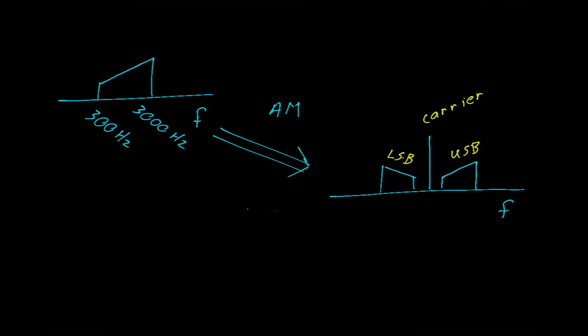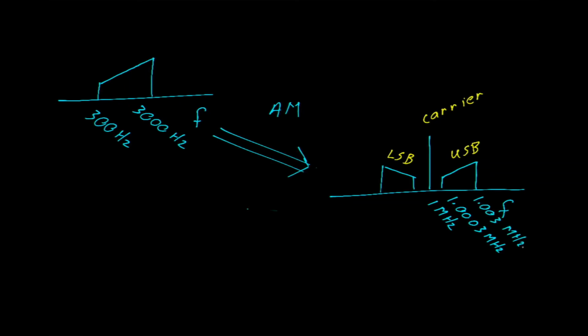As far as frequencies are concerned, if we let the carrier be 1 megahertz, the lower limit of the upper sideband becomes 1.003 megahertz. That's not right. We missed a 0 in there, didn't we? Let's try that again. 1.0003 megahertz. And the upper limit of the upper sideband becomes 1.003 megahertz.